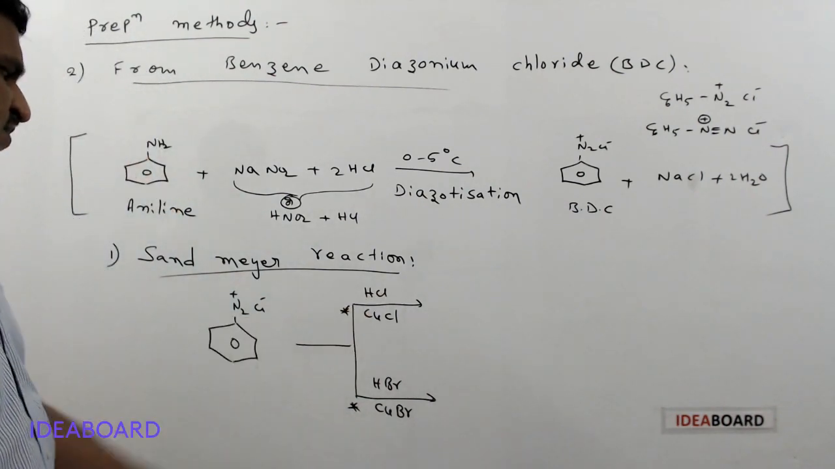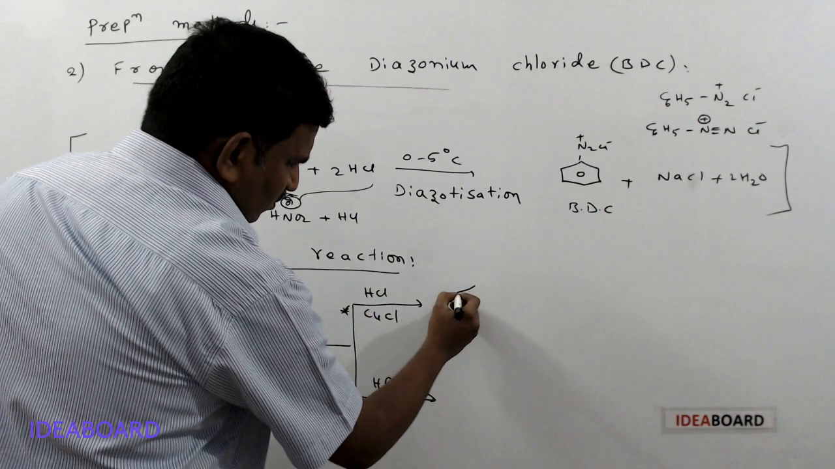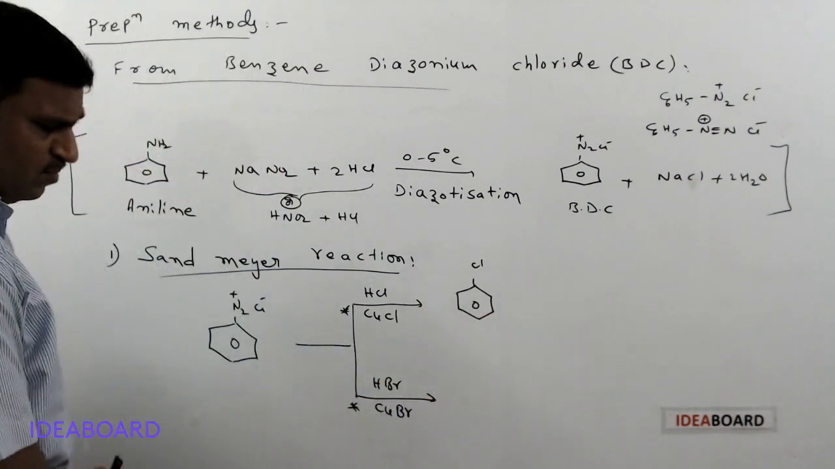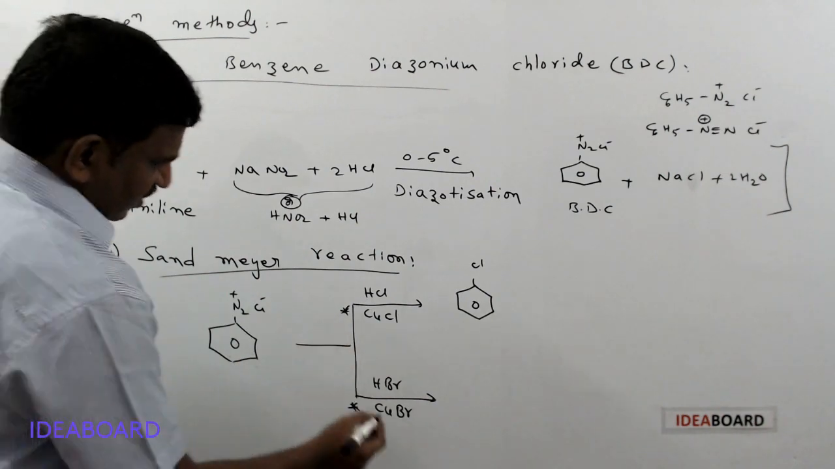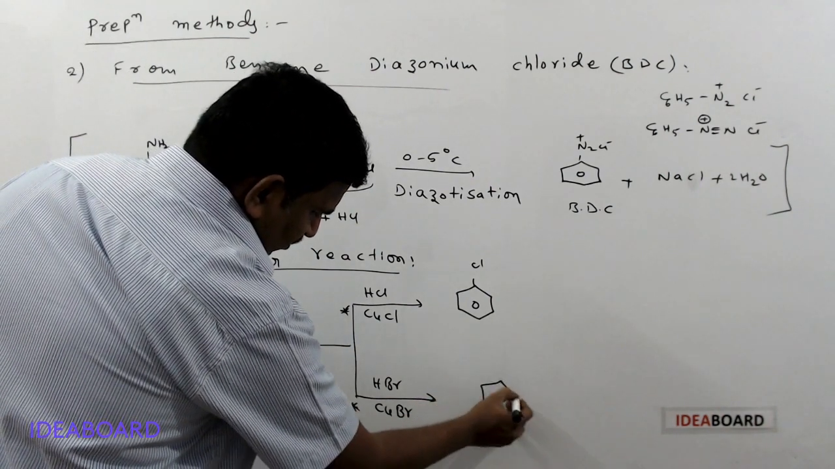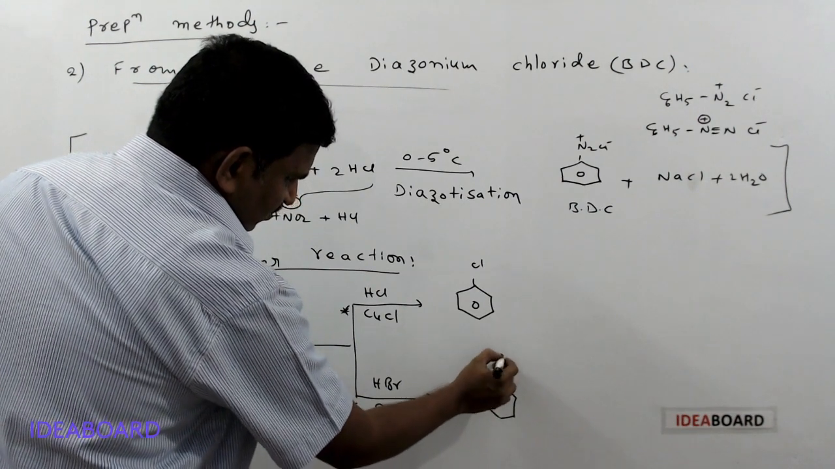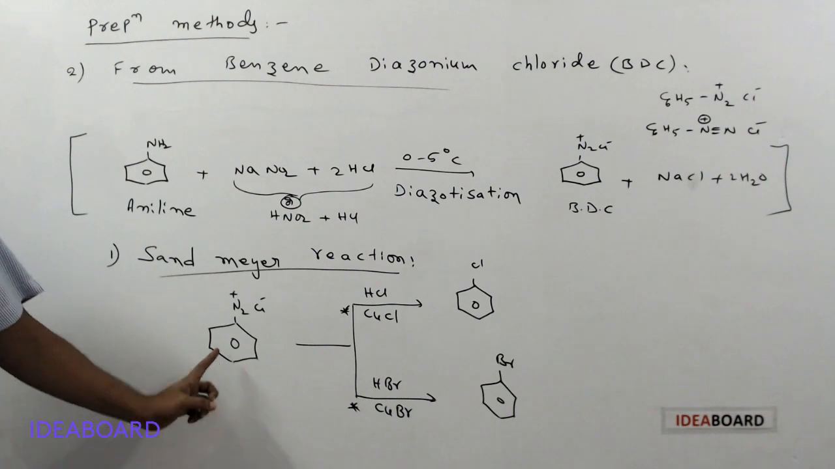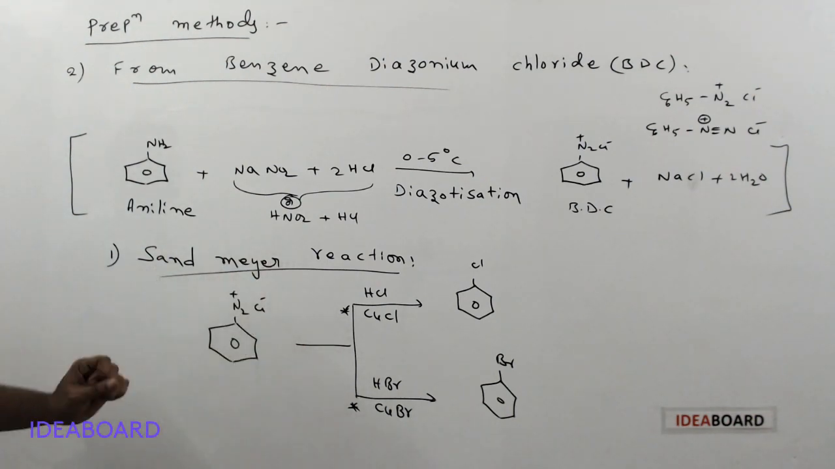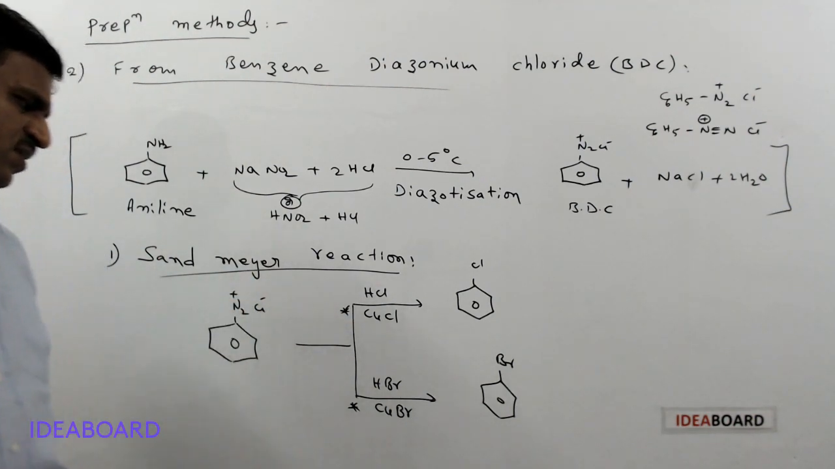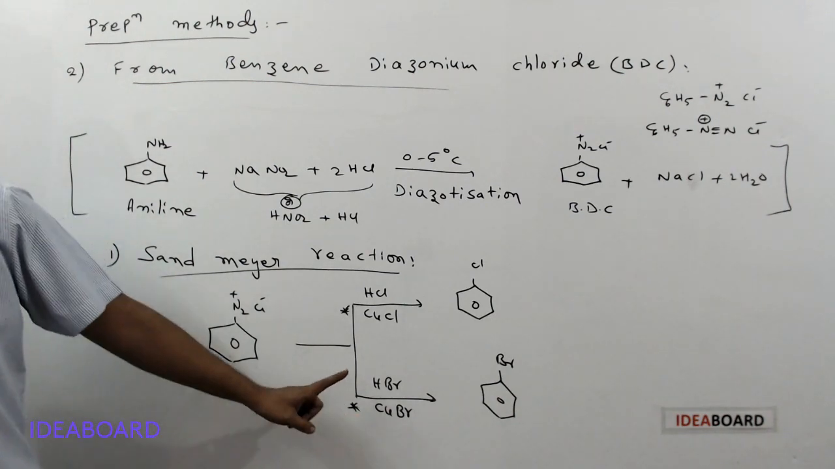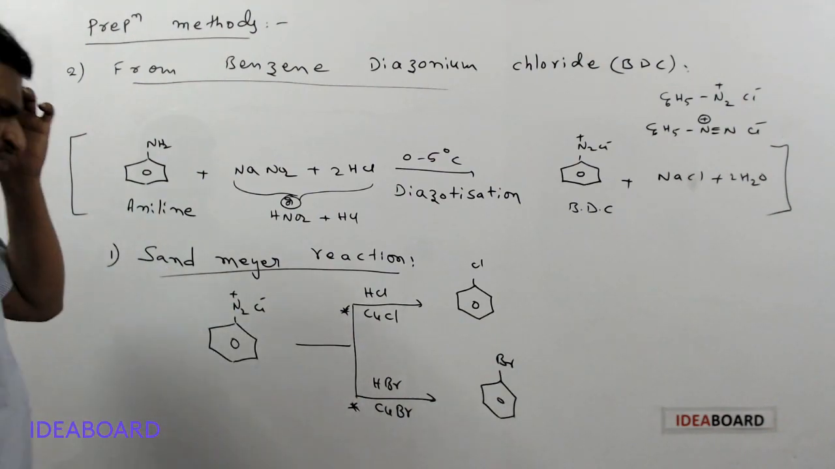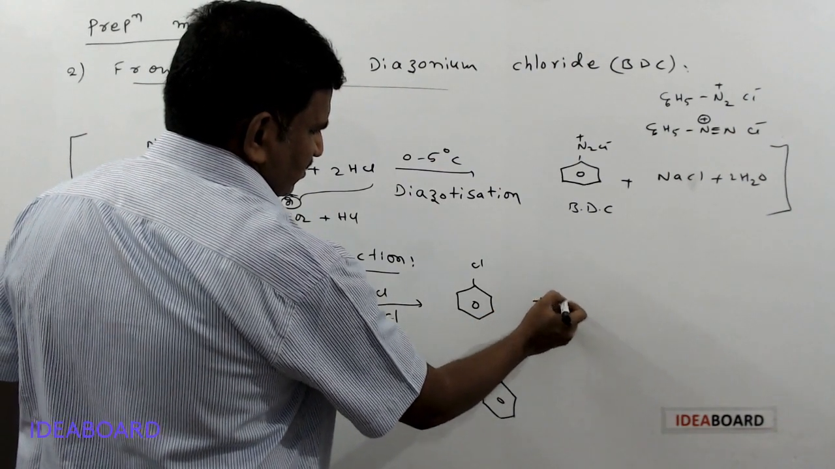If you are taking CuCl, you will get chlorobenzene. And if you are taking CuBr, then we will get bromobenzene. So benzene diazonium chloride reacts with the CuCl and HCl mixture, or the CuBr and HBr mixture, to form chlorobenzene and bromobenzene, plus N2 is formed. That N2 is a byproduct.